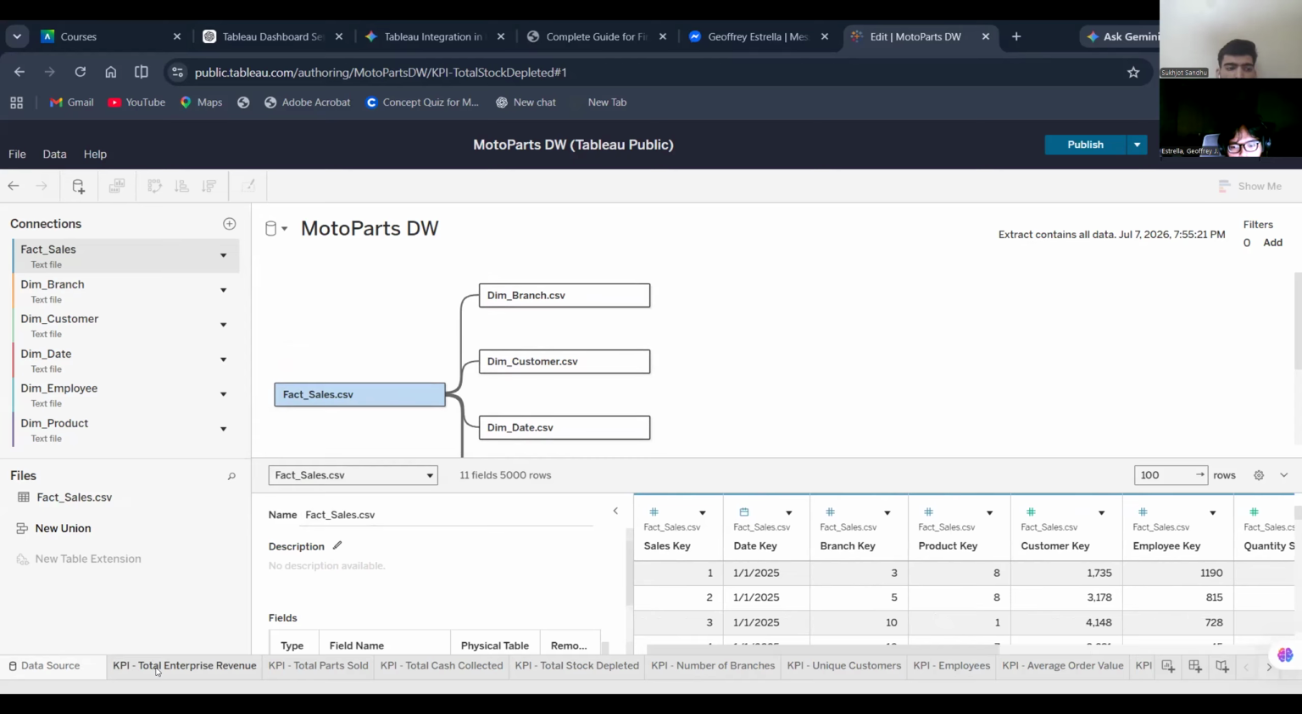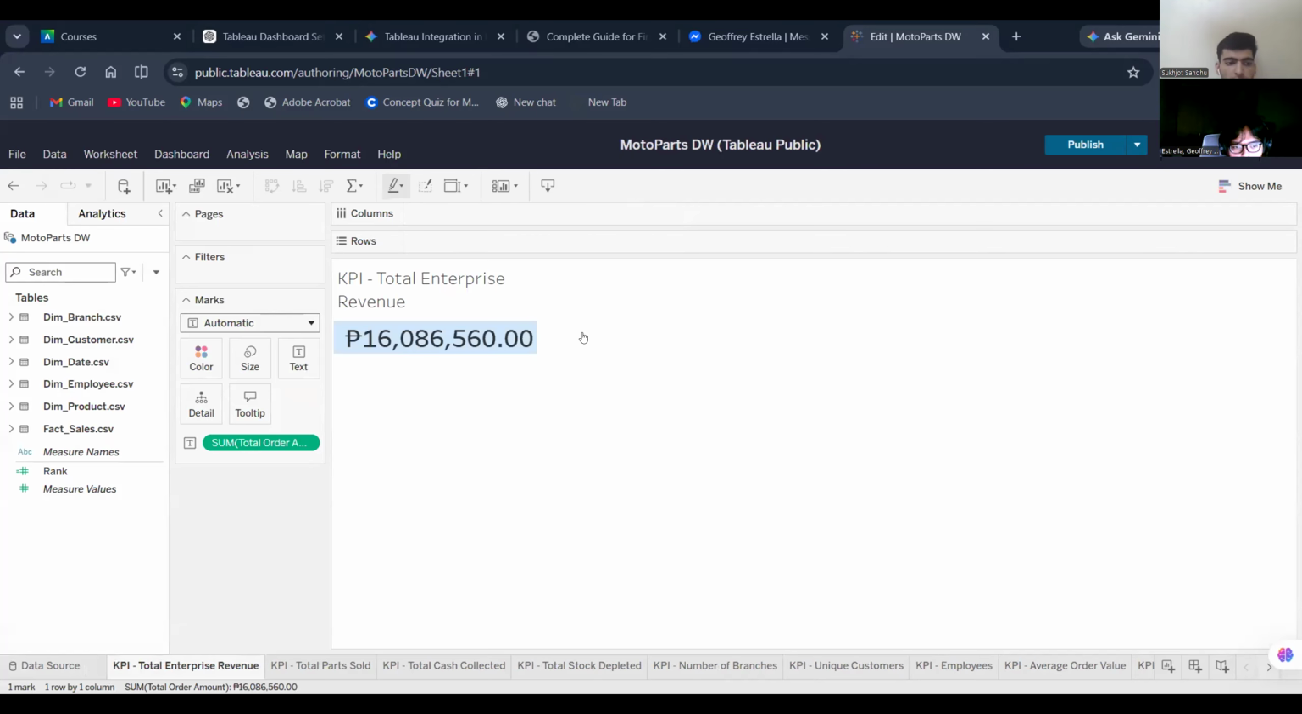So per our design blueprint, we engineered 10 distinct key performance indicators to give an instantaneous health check of the business. Let's walk through our verified baseline numbers for the standard fiscal cycle. The total enterprise revenue is standing at 16,086,560 pesos, representing our primary financial intake from all parts, distribution, and services. And next is total parts sold. That is 15,026 units of motorcycle components, tires, and lubricants.